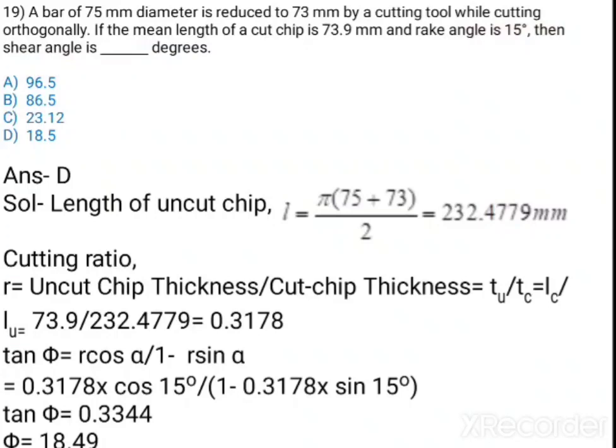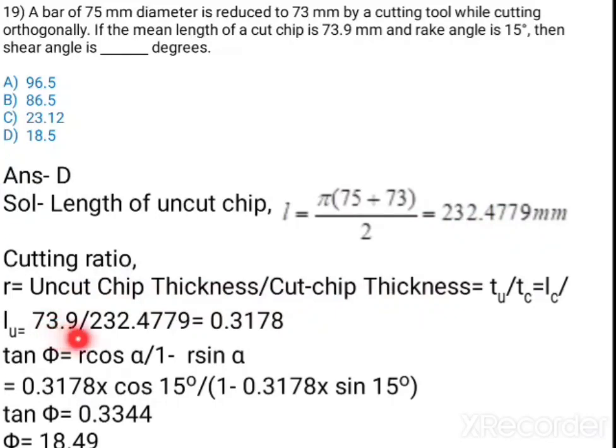How to find out the length of uncut chip? That is pi d by 2. Just remember this formula, the length of uncut chip is pi d by 2. L is equal to, and the diameter is varying from 75 to 73, so 75 plus 73 divided by 2, you will get the uncut chip length. Now the cutting ratio R is nothing but uncut chip thickness to the cut chip thickness, or we can say TU by TC, and it is equal to LC by LU. In case of length it is the reciprocal, LC by LU. So just put the values.